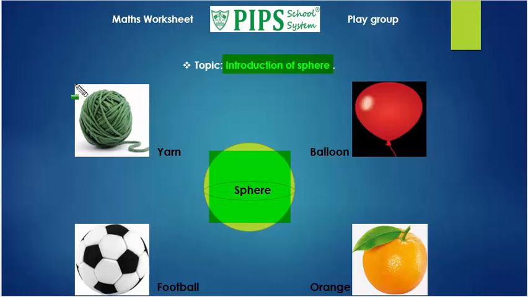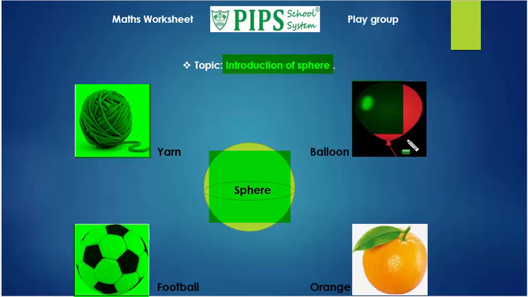The first one is yarn. What is this? Yarn. The next one is football. The third one is balloon. And the last one is orange.